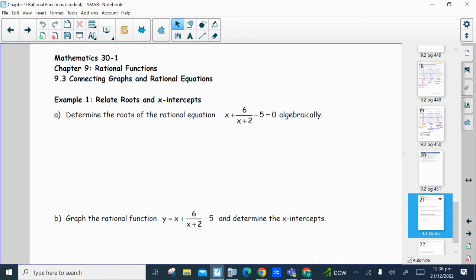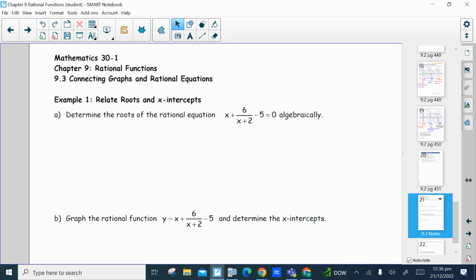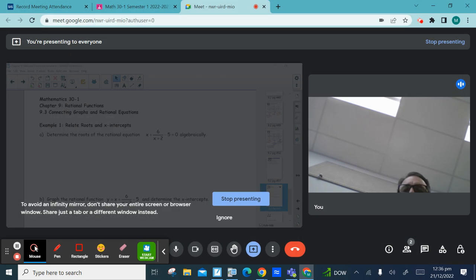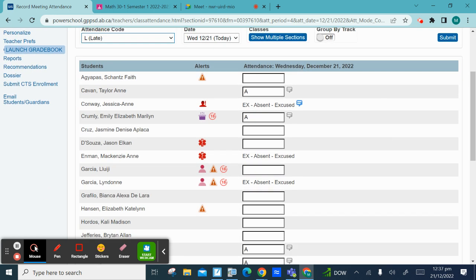Okay, page 21. The last part of this chapter is connecting graphs and rational equations. So the first question says determine the roots of the rational equation algebraically. So the roots are the zeros, the solutions. They're also the x-intercepts.